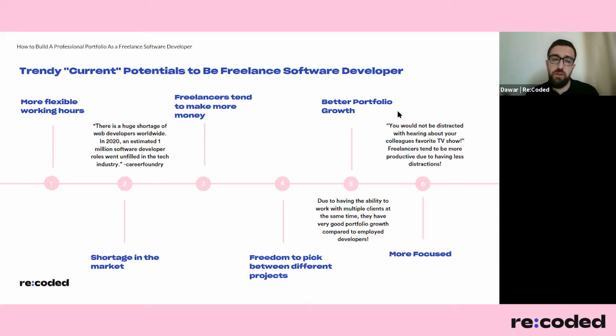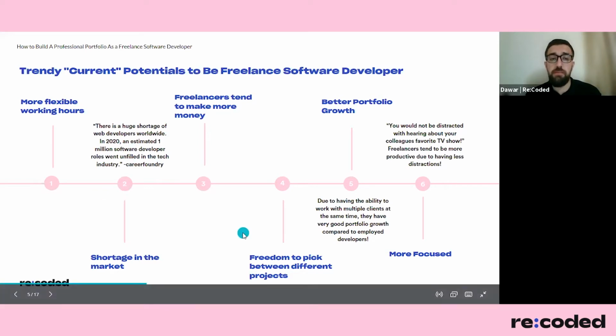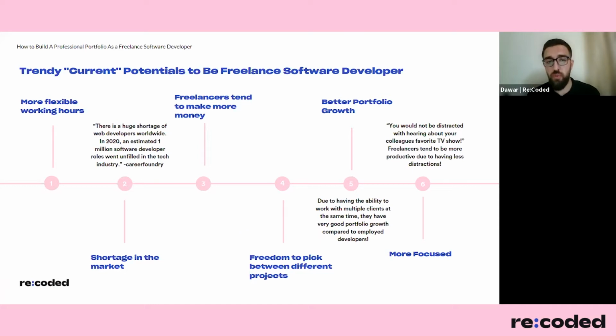The second potential is a shortage in the market. Based on data from CareerFoundry, there is a huge shortage of web developers worldwide. In 2020, an estimated 1 million software developer roles went unfilled in the tech industry. To be very specific for web development in the digital economy, there are 1 million software developer roles unfilled.